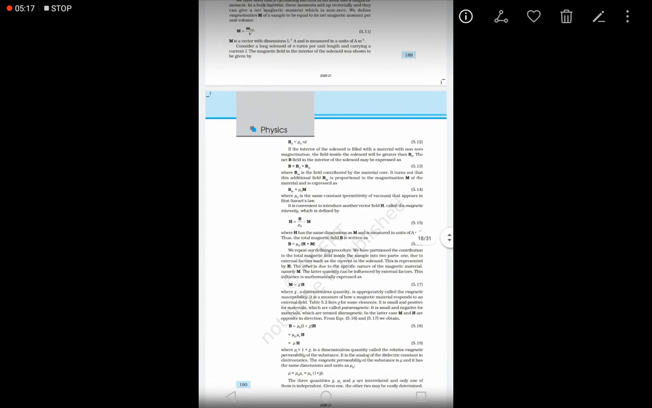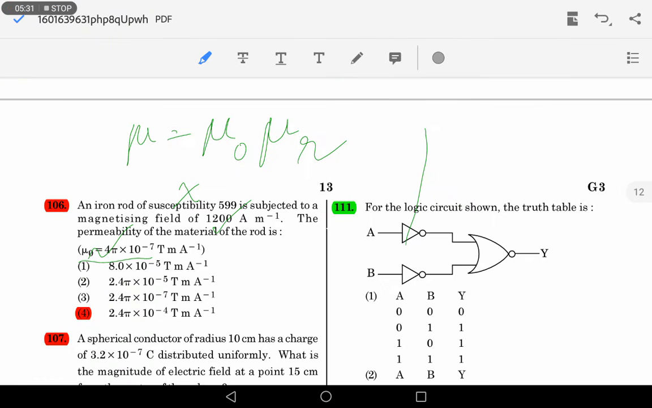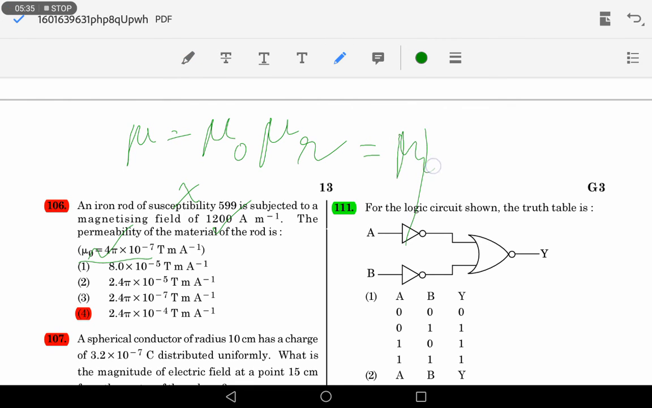Mu equal to mu naught mu r. Mu is the permeability required, mu naught provided, mu r unknown. We also know mu r equal to 1 plus chi, where chi is susceptibility. So mu equal to mu naught mu r, where mu r is equal to 1 plus chi.